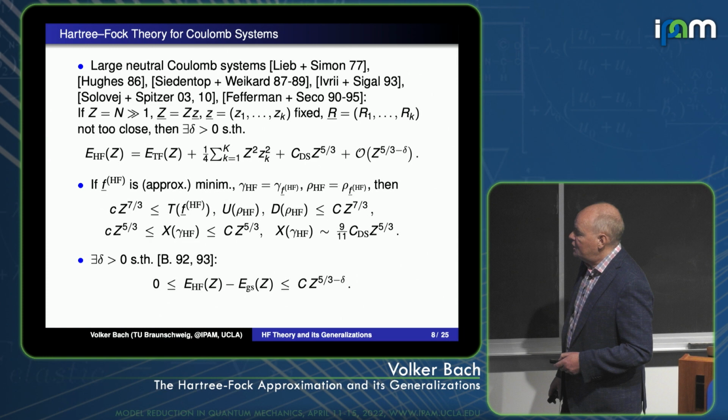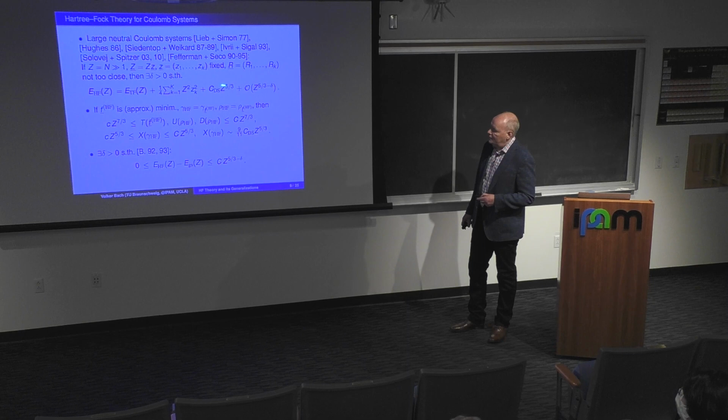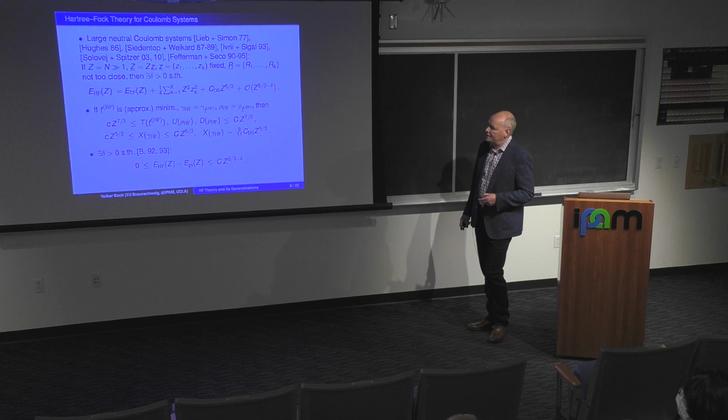And the exchange term, however, is smaller, as we can see here. It's of order Z to the 5/3. So the exchange term goes into this third term in this kind of asymptotic series here. And the exchange term is remarkable, is only 9/11 of this correction.